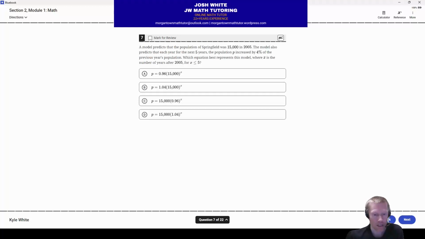So hopefully you recognize that the 15,000 is going to be the initial amount, and in an exponential function, that goes out front. So you can cross this out, you can cross this out. And then since the population is increasing, exponential functions are set up such that it's like 1 plus or minus r is the value in the parentheses that's then raised to the variable. And r is your growth rate or your decay rate, or if you're dealing with interest, an interest rate. So this one's just going to be 1 plus 4% as a decimal, 0.04. So that's just 1.04. Correct answer is going to be letter D.